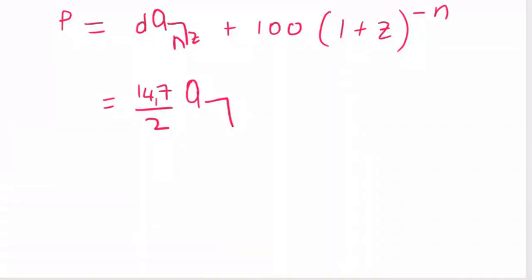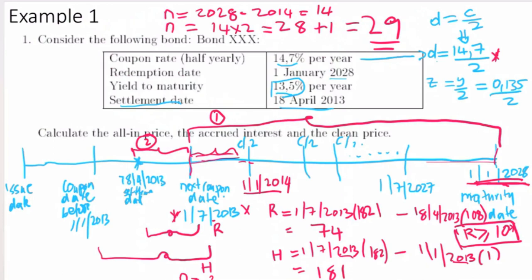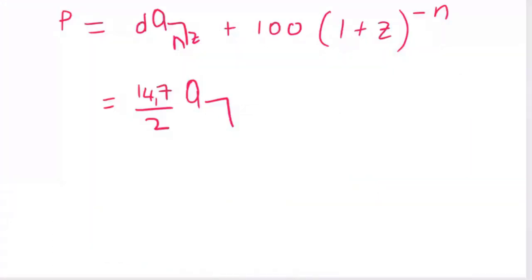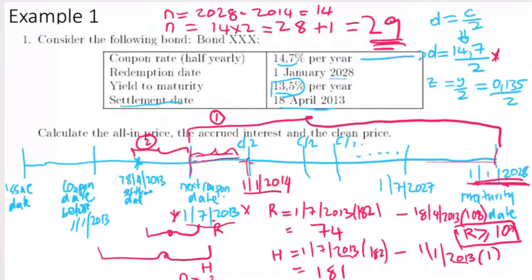You have calculated, we have calculated our N to be equal to 29 in this instance, because our next coupon date was 1st of July, and then this one was 1st of January. So it was going to give us a problem. Hence, we skipped this period and calculated this period and added the one that we skipped. That's a strategy. So now our N is 29. What is our Z? We've calculated our Z, it is just given. This is our Z.